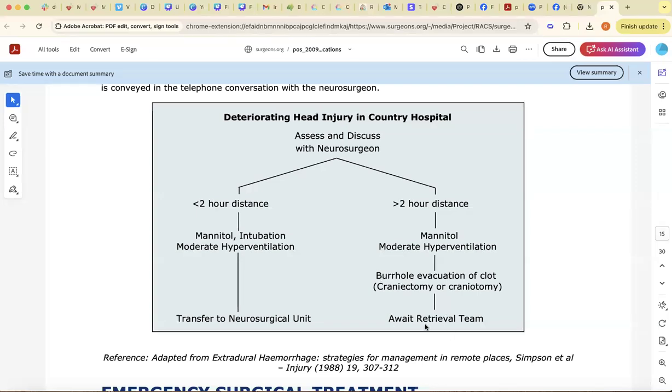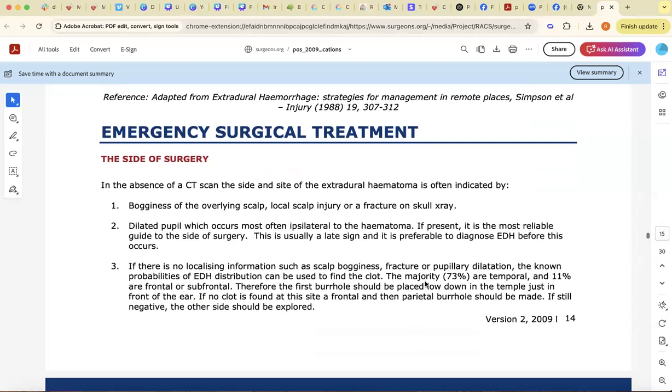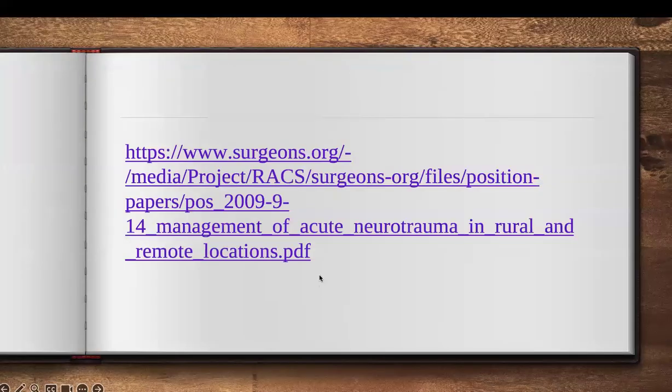And then definitely, while you're doing the burr hole, you will also involve a retrieval team, which is the air ambulance, to take the patient to the tertiary hospital. But to save the patient, this is something that might need to be done. Okay? Does it make sense, guys?